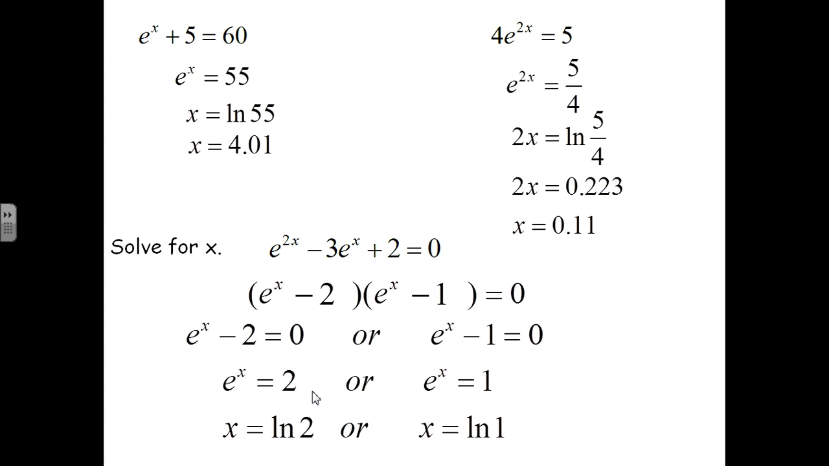So we get e to the x is 2, and so x is the natural log of 2, or e to the x is 1, and so x is the natural log of 1. And when you evaluate, you get 0.69 or 0. And so that would be your solution.